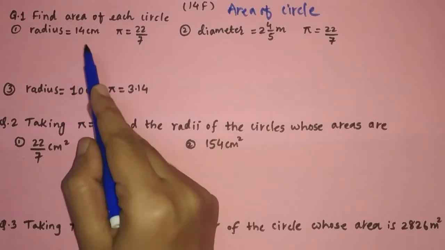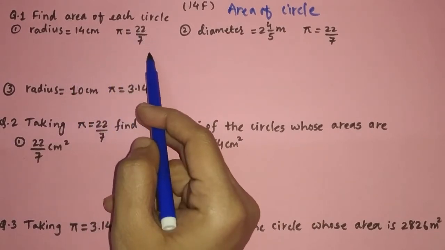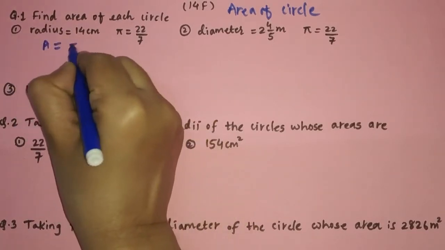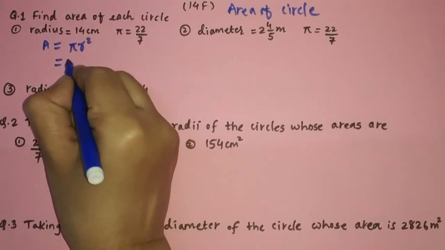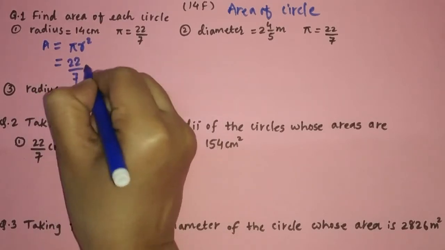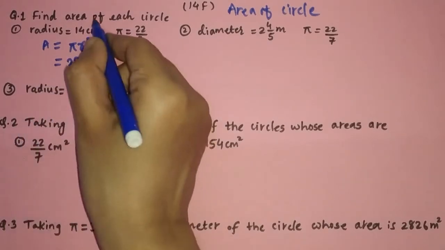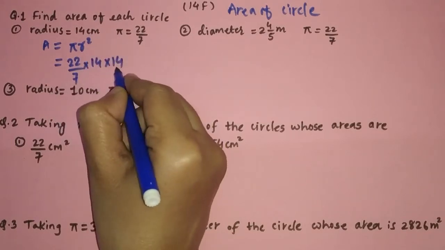First, given that radius is 14 centimeter and take the value of pi as 22 upon 7. So we know that area is equal to pi r square. So here we have pi's value is 22 upon 7 and r square is nothing but r multiplied by r. So here r is 14 into 14. R square, that's why I have taken it twice.